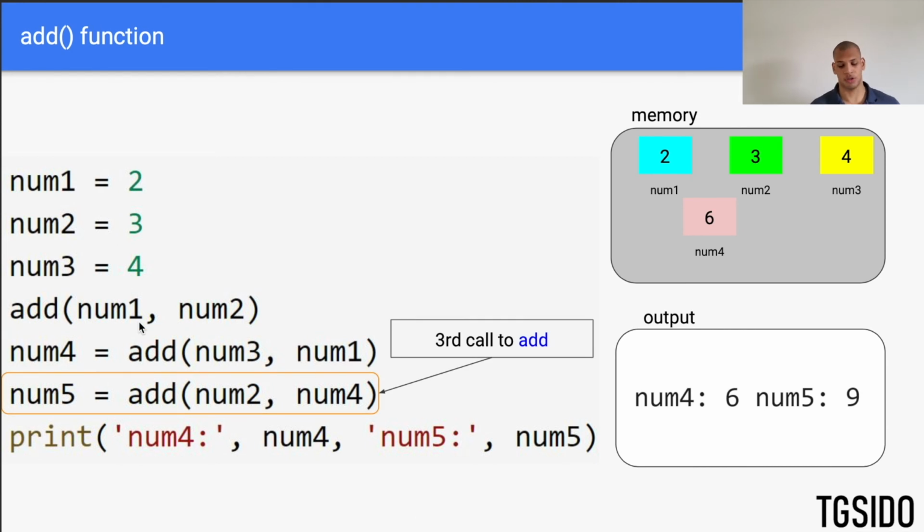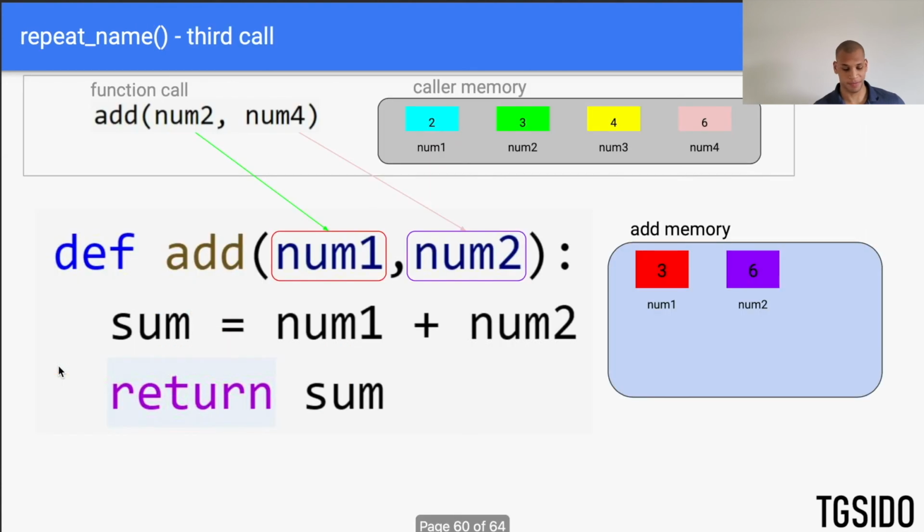And now for our third call to add. Okay, so this is num2 and num4. And so what's in num2 at this point in time? So num2 has 3. So now num1 is going to take on the value of 3. And now over here, what does num4 have? That's 6. So now num2 is going to take on the value 6.